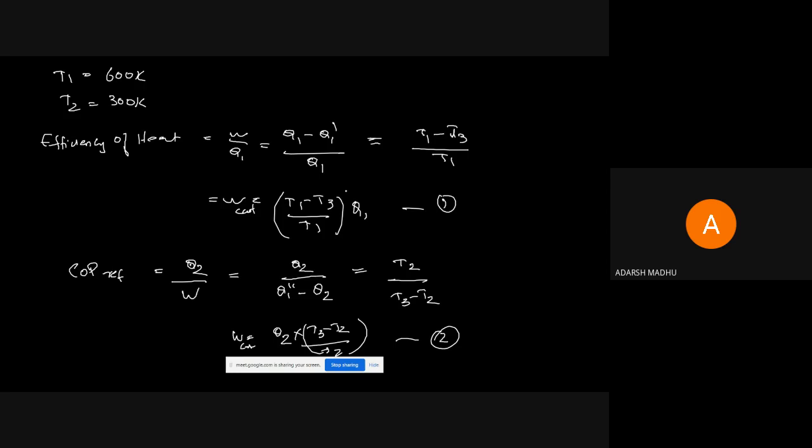Please write down the two equations 1 and 2. W Carnot equals T1 minus T3 by T1 into Q1 in the case of efficiency of heat engine, and W equals Q2 into T3 minus T2 by T2 in the case of coefficient of refrigerator, as 1 and 2. So equate 1 and 2 for further proceedings. We will complete the problem in our next class.